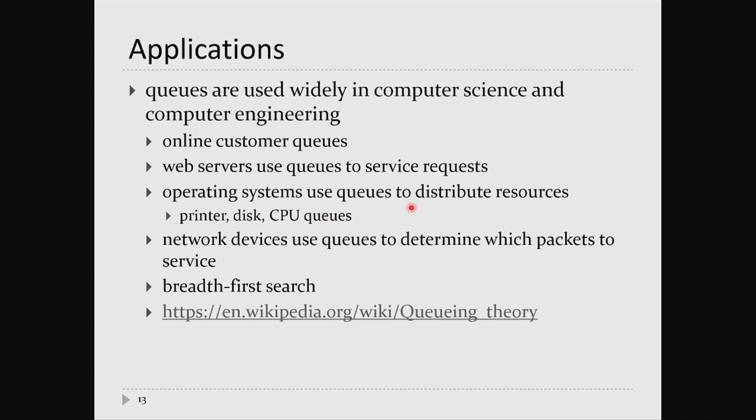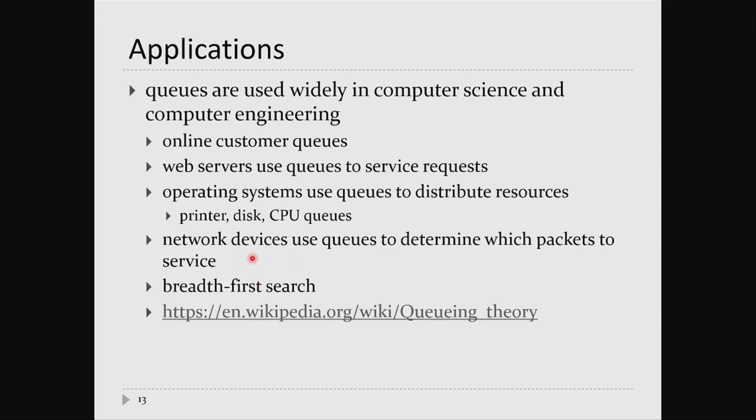Operating systems use queues to distribute resources. For example, on a home computer there's normally only one printer. So if you have many people on your home network and they all try to print something at the same time, obviously the printer can only service one request at a time, so everything gets queued up. The same is true inside your computer. You have a disk drive or many disk drives, and you have a CPU. Many processes might be trying to access the disk at the same time, and many processes might be trying to access the CPU at the same time. All the requests get put into a queue and they get serviced in the order that they arrive.